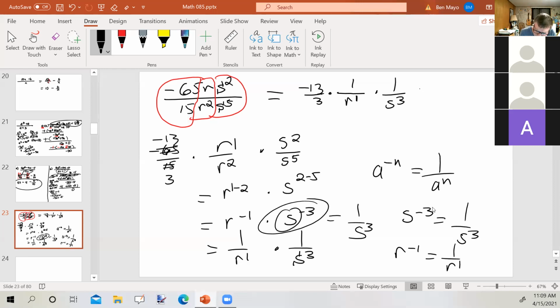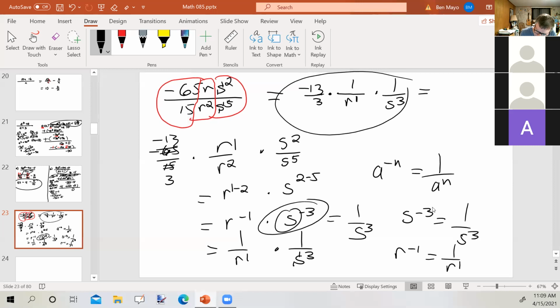Now let's take all of this and put it together. We've got negative 13 all over 3 r s cubed. And I'm going to drop that exponent of 1 on the r because it isn't necessary, it's implied. All right with that? Yes. Do you want another one of those, or are you okay? No, I'm okay. Thank you.